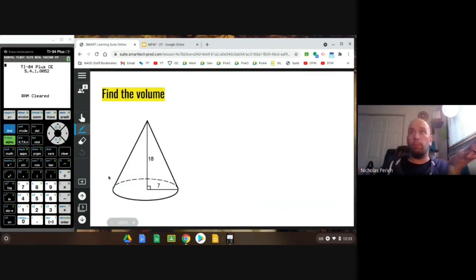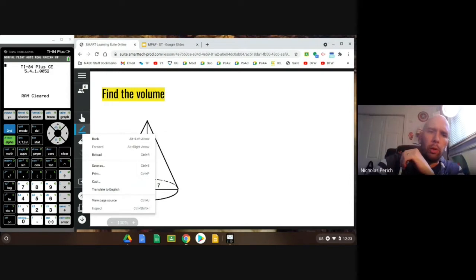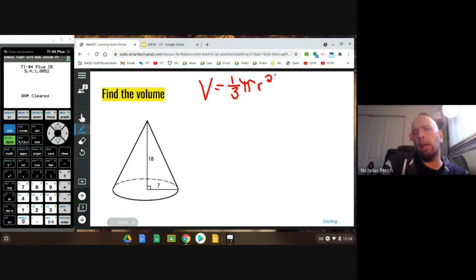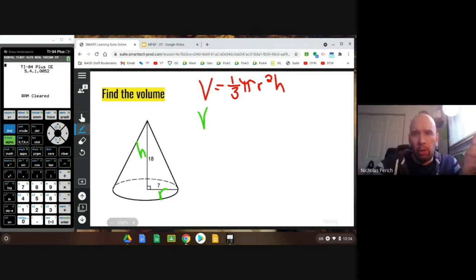I'm supposed to find the volume. The volume formula is V equals 1/3 pi r squared h. The same as the cylinder, but with a third multiplied to it. I know that 18 is h because it's straight from the top to the bottom. 7 is my radius. So I have everything I need. Now I'm going to rewrite the formula and replace the r with the 7 and the h with an 18.